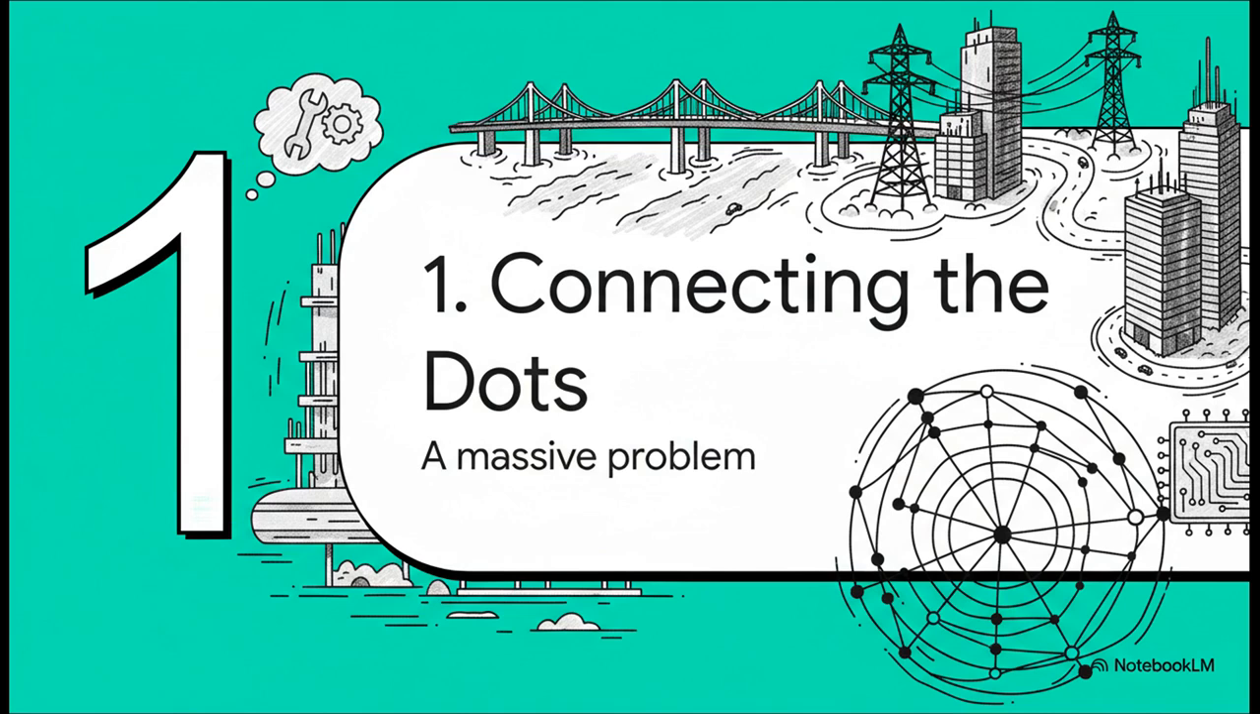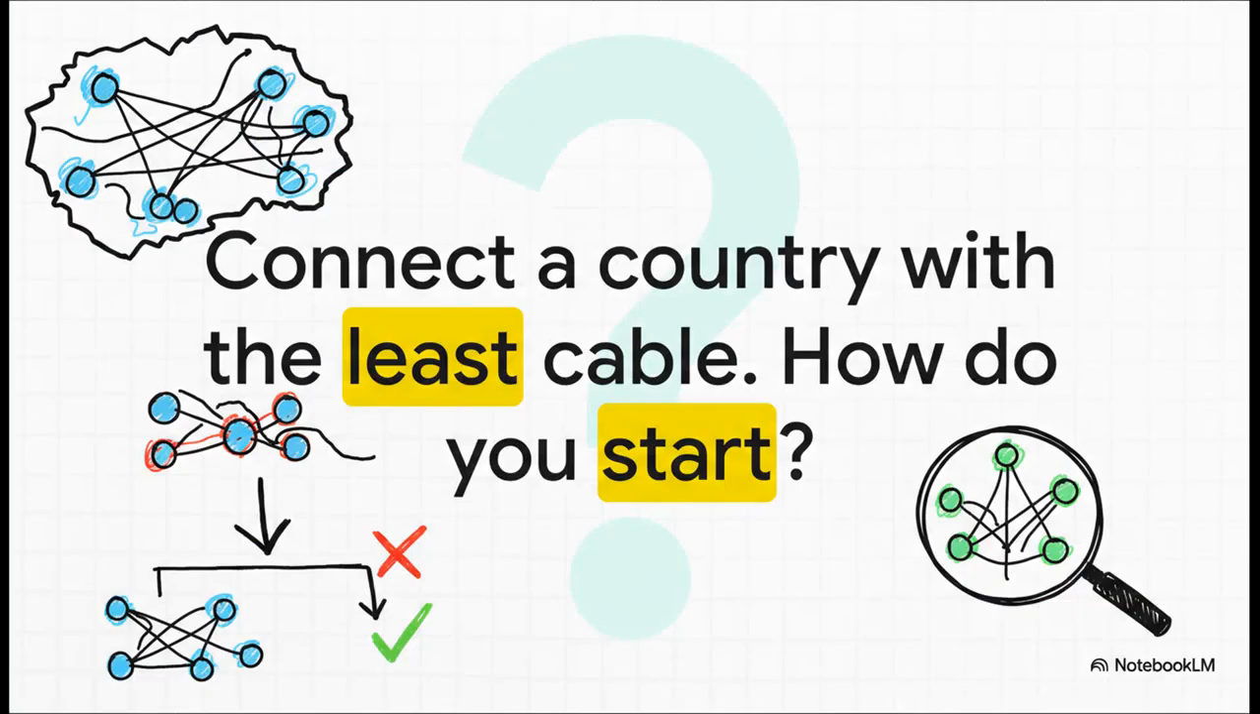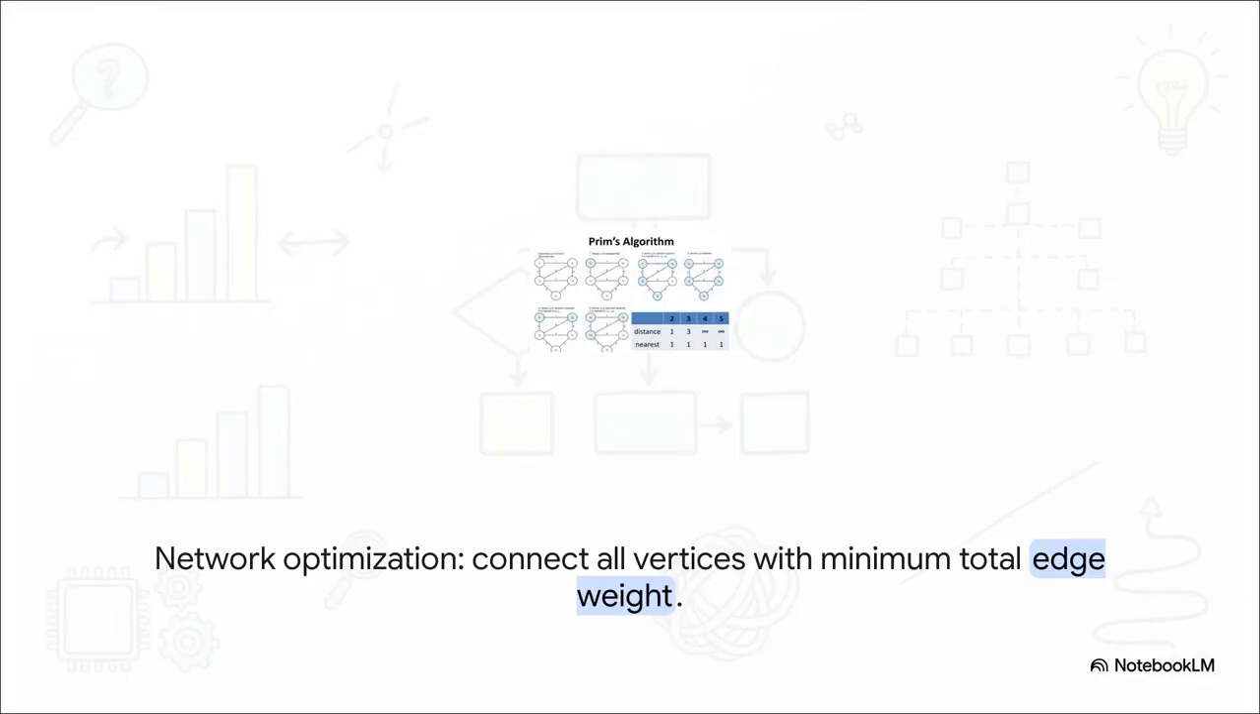Imagine you're put in charge of a massive nationwide infrastructure project. So here's the deal. You've got a map of all the major cities, and your job is to connect every single one of them with fiber optic cable. But you have to use the absolute minimum amount of it possible. I mean, if you just start connecting cities at random, you could waste millions of dollars. So where do you even begin? What's the smartest plan?